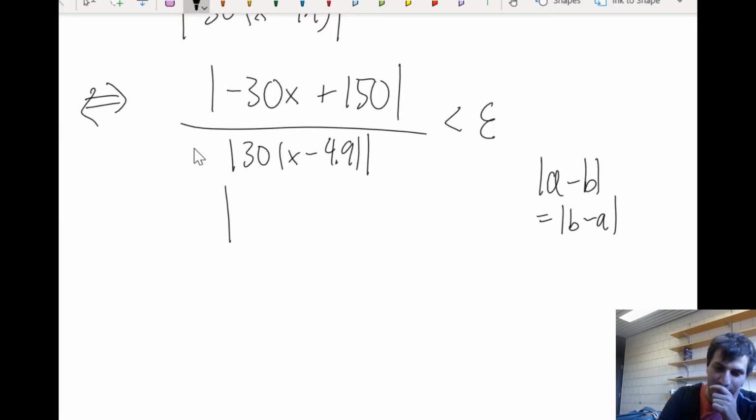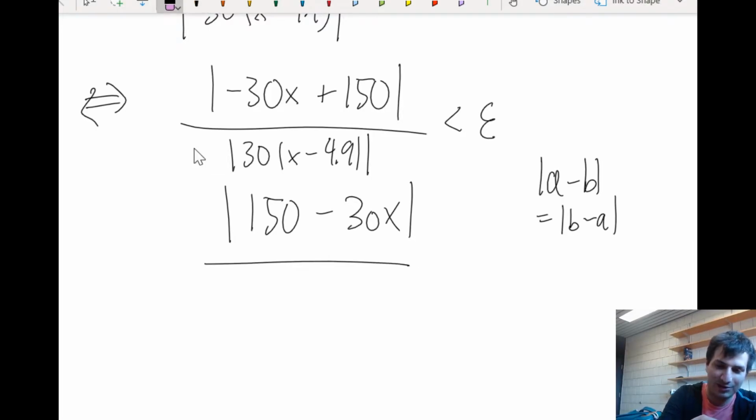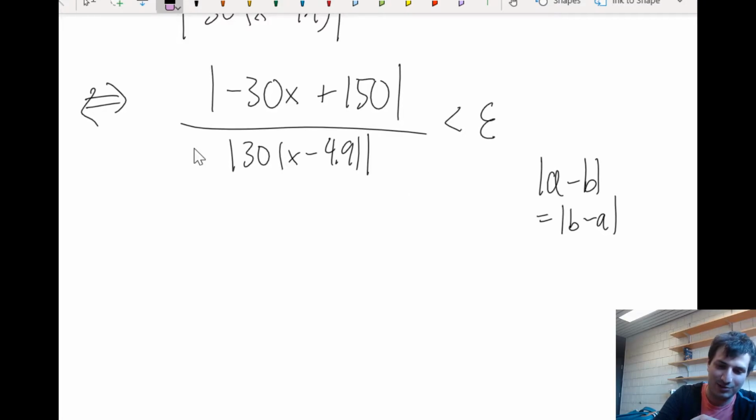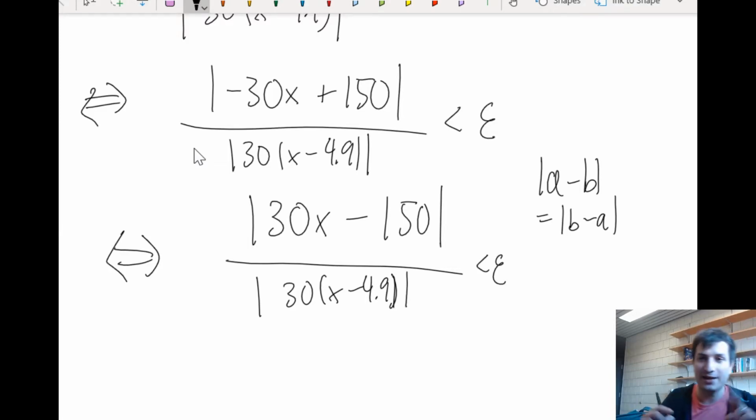Oh, I didn't. Yeah, okay. Look, what I had written before, 150 minus 30x, that's not flipping it. That's just rewriting it. Flipping it would be taking this and writing it as 30x minus 150, which is 30 times x minus 4.9, less than epsilon. Okay, so I multiplied inside the absolute value by minus 1. I flipped it, but that doesn't do anything, so that's legit.